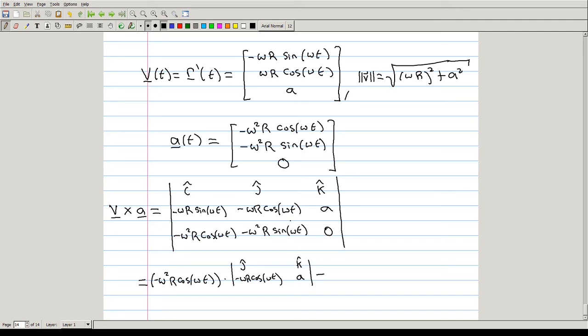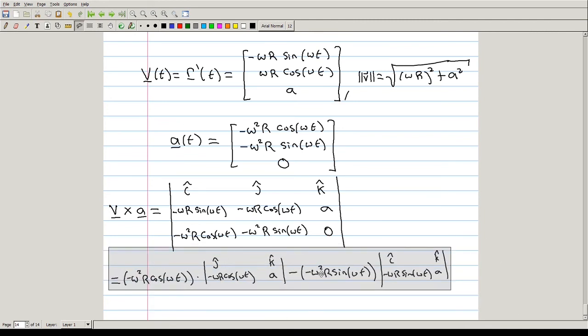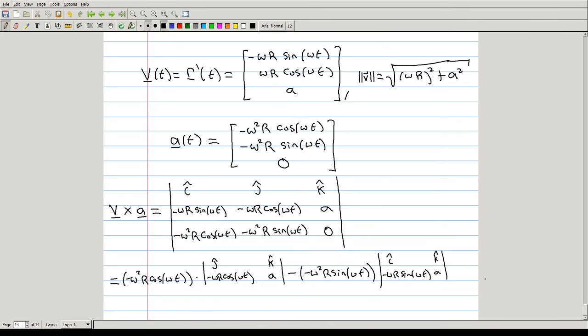And it'll be minus this value right here times i hat and then k hat a. And then because of this nice 0 right here, the third component in this determinant expansion will just be 0.